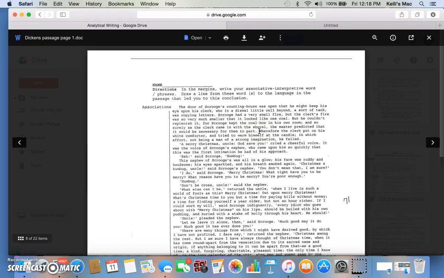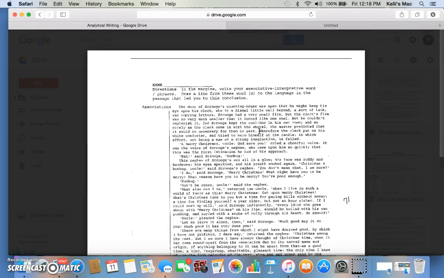Wherefore the clerk put on his white comforter and tried to warm himself at the candle, in which effort, not being a man of strong imagination, he failed.